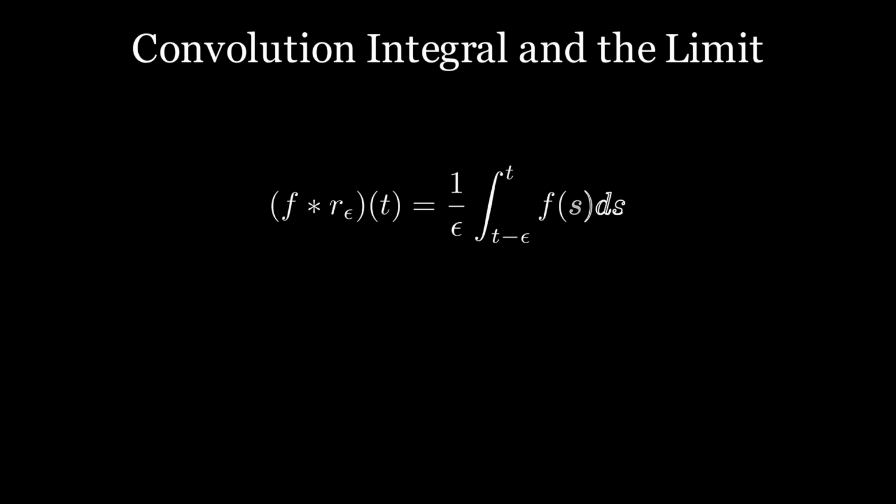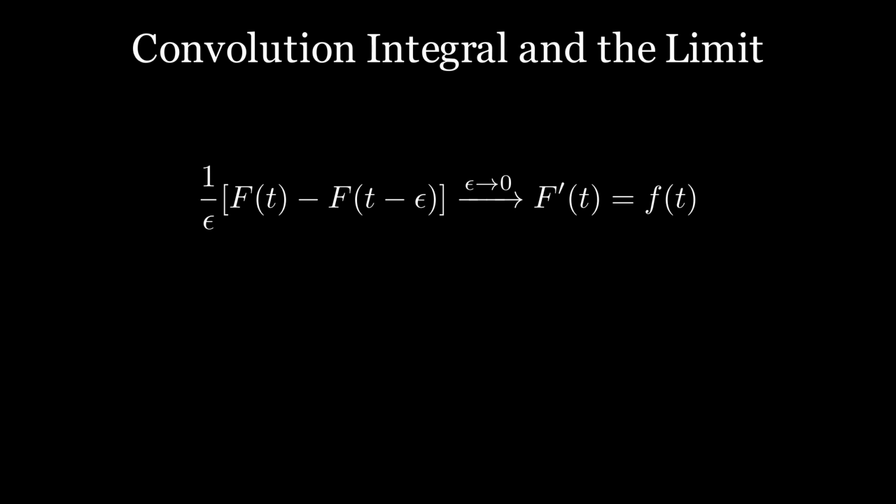As ε approaches 0, the difference quotient becomes the derivative of f, which is just f(t). Thus, in the limit, the smoothed signal returns to the original signal.